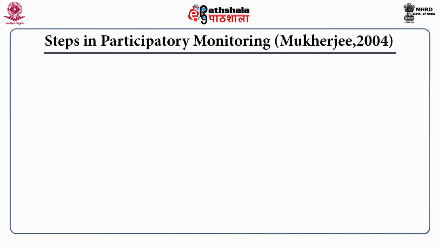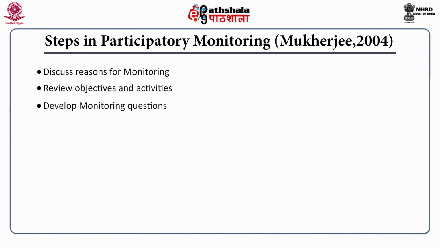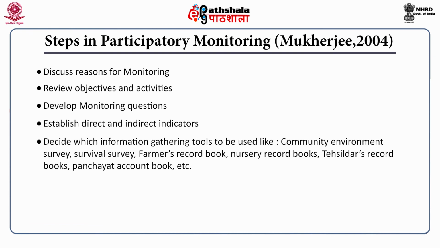Now, what are the steps in participatory monitoring? These are: number 1, discuss reasons for monitoring, review objectives and activities, develop monitoring questions, establish direct and indirect indicators, decide which information gathering tool is to be used. For example, community environment survey, survival survey, farmers record book, nursery record book, tehsildar's record book, panchayat account book, etc.